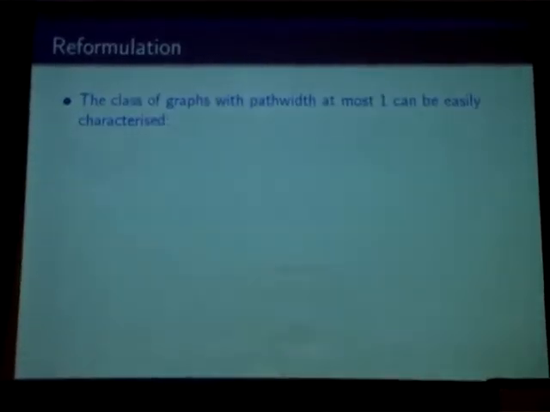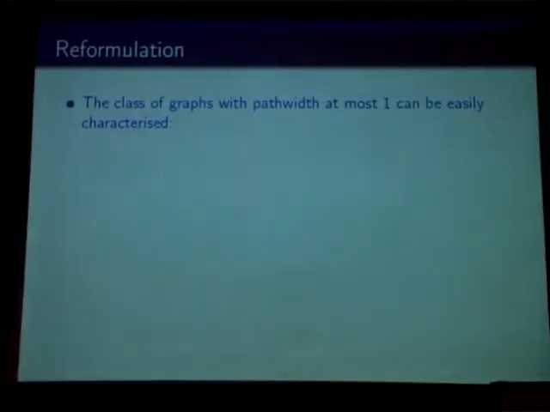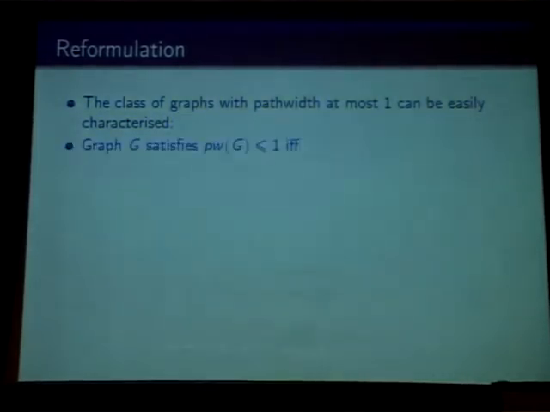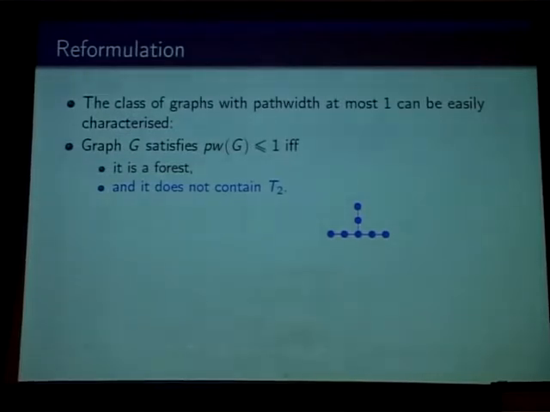Let us take a closer look at the problem. We would like to obtain a graph of path width at most 1. As Fedor noted, graphs of path width at most 1 can be very easily characterized. A graph has path width at most 1 if and only if it is a forest, because all the cycles have path width 2, and it does not contain as a subgraph the graph T2, which looks like this, namely a T, but with all legs of length 2.